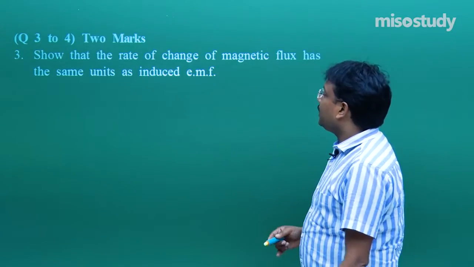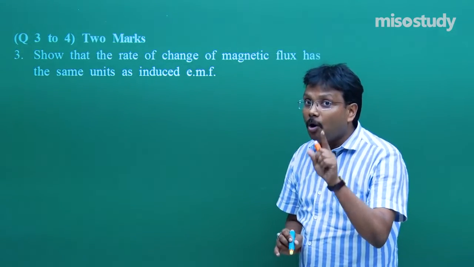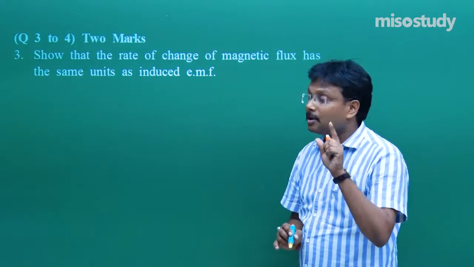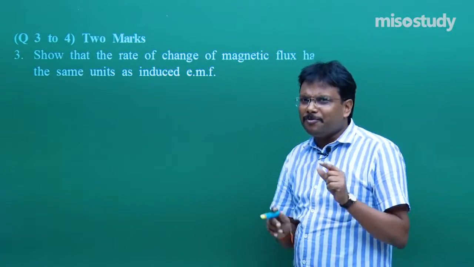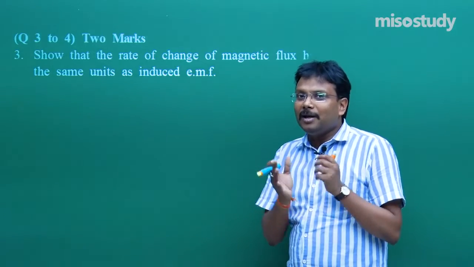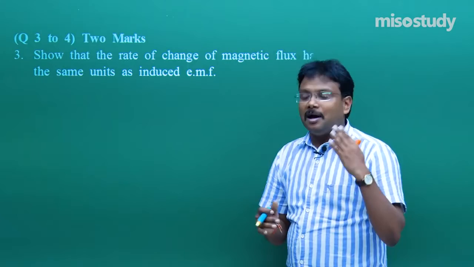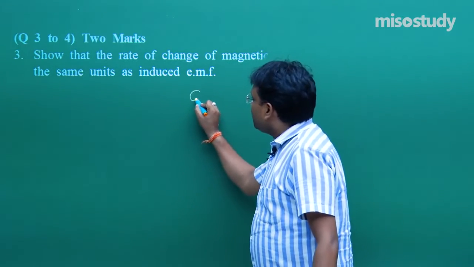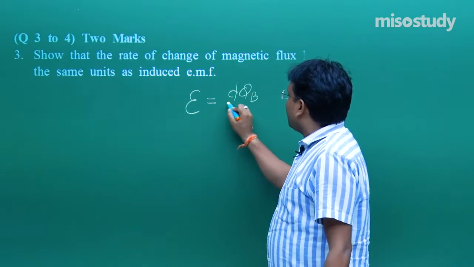So, show that rate of change of magnetic flux has the same units as induced EMF. So, do not you think both are correlated? Basically, we are saying left hand and right hand part. Actually, EMF is d phi B by dt.